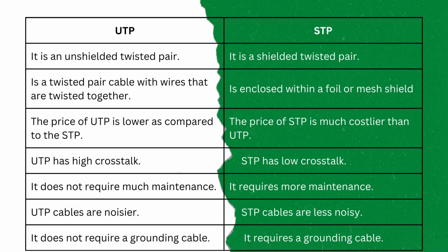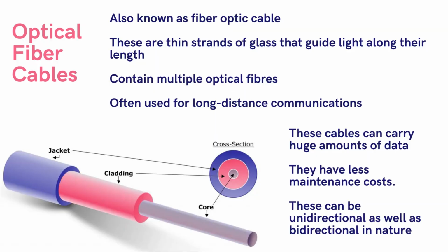UTP has high crosstalk. STP has low crosstalk. UTP doesn't require much maintenance, whereas STP requires some more maintenance. And UTP cables are noisier. STP cables are less noisy. UTP doesn't require a grounding cable, whereas STP requires a grounding cable.